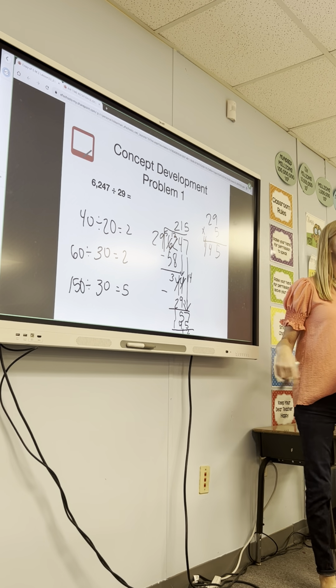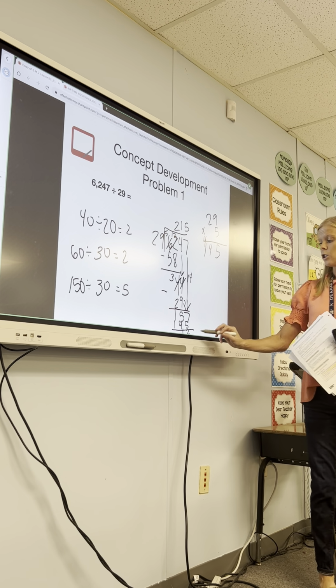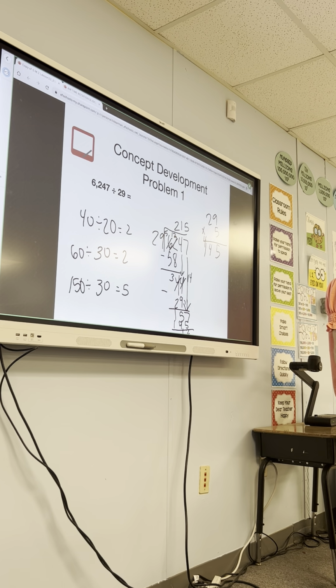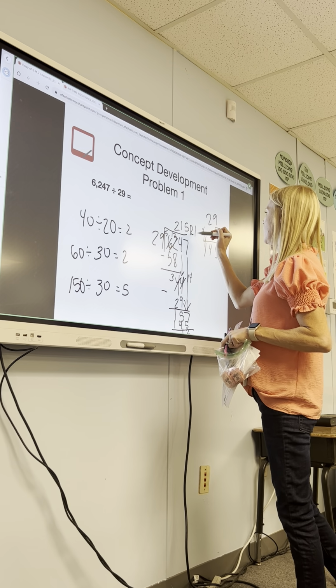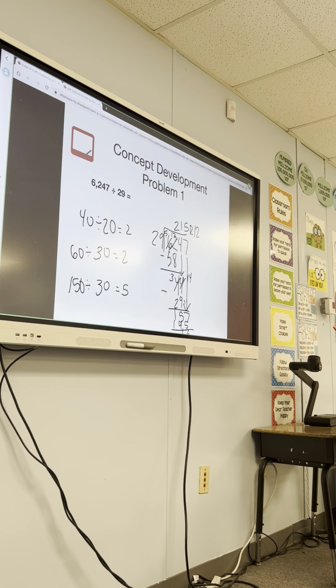Do we have any more numbers to bring down? No. So we could stop there, right? Yes. So let's do our check. We have 12 right here. Can we do 29 into 12? No. So that's going to be our what? Remainder. Good. So it is 215, remainder 12.